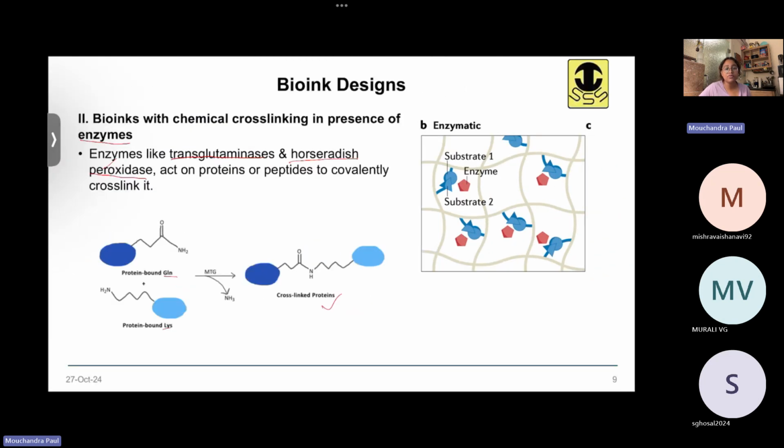Here, you just have to mix your bioink with an additional component like transglutaminase or horseradish peroxidase. You have to mix it and allow some time for the enzymatic reaction to happen to give you the final chemically cross-linked structure. Okay. Any queries here in these two bioink designs?